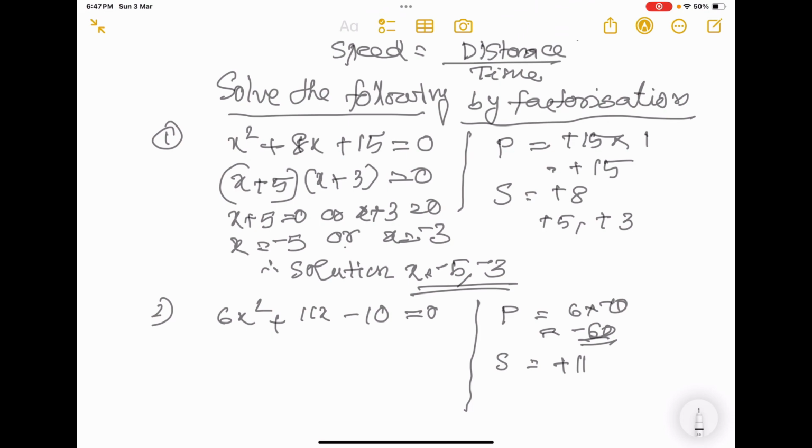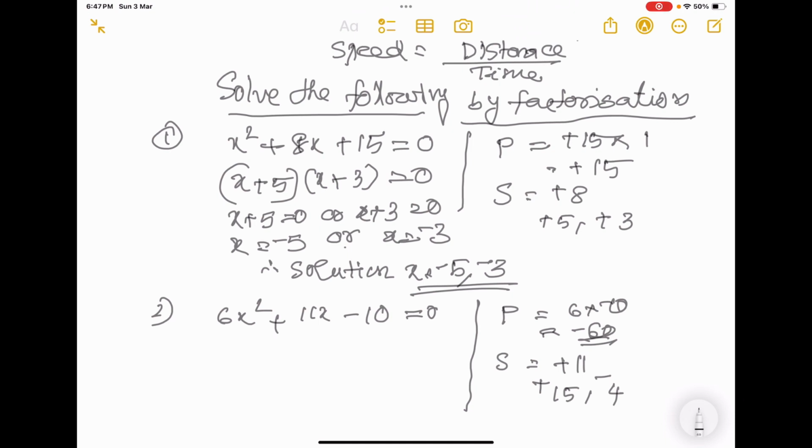Okay, positive 11. So here the product is 60 and we find the difference, 11. Then what are the numbers? How can we find out? You can factorize this, or we can do it this way: 1 into 60, the difference is not 11. Then 2 into 30, the difference is not 11. 3 into 20, the difference is not 11. 4 into 15, the difference is 11. So our numbers are 15 comma 4, larger positive, smaller negative.